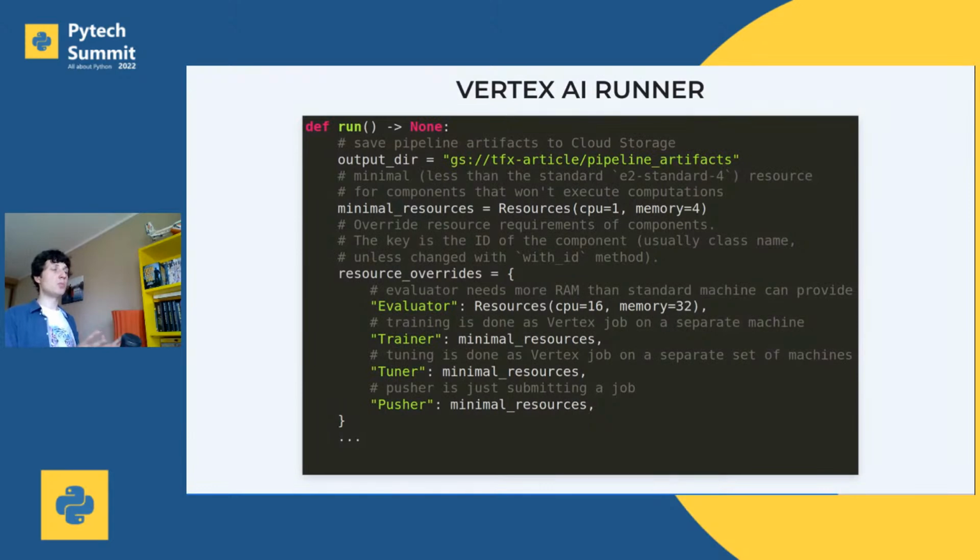And we, for example, want to get a bigger machine for the Evaluator component because we have a heavy BERT model. When we are doing the evaluation, we will actually need to load two of those models, the previous baseline model and the current candidate model, at the same time. So we need more memory. And we can do that using the resource overrides. We also can provide minimal resources to all the components that are not doing any heavy lifting themselves, that are just starting some other Google Cloud services. This is to optimize the costs on the cloud.